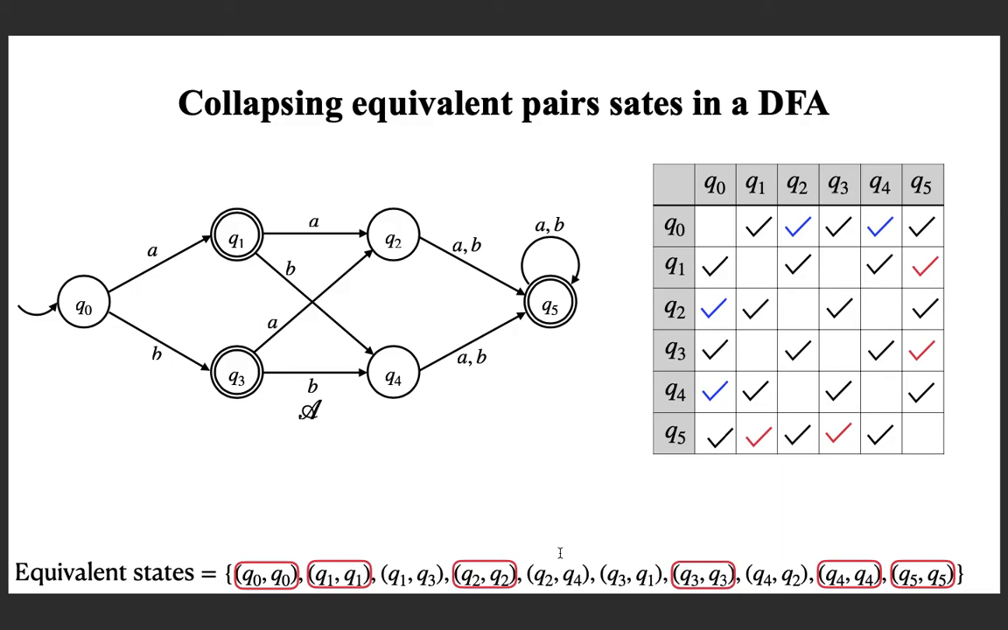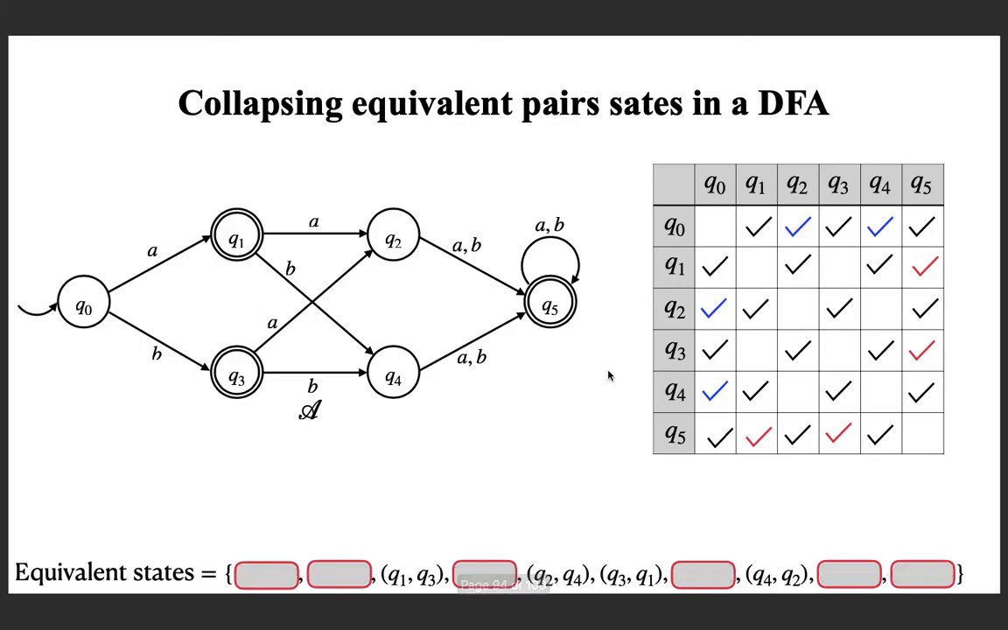Now collapsing. This is the set of equivalent states that we found. We need to collapse the states that are the same. Q0 and Q0 are equivalent. Qi and Qi are equivalent for all i, so no need to collapse. Collapsing means the same state, Q0 and Q0, nothing to do. It's an idle thing, an identity operation. So no need to do anything, all these are collapsed. Note that this is Q0, Q0, Q1, Q1, Q2, Q2, Q3, Q3, Q4, Q4 and Q5, Q5.